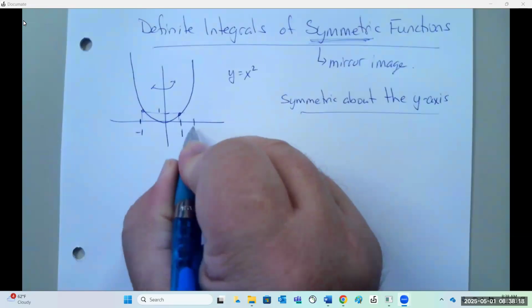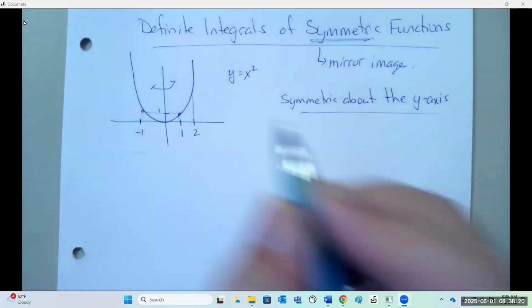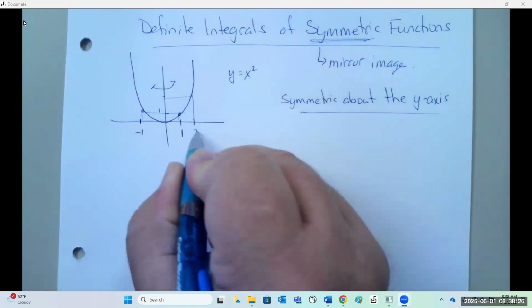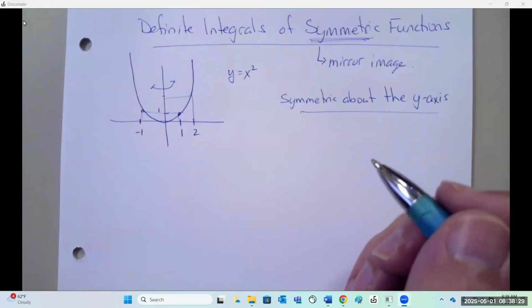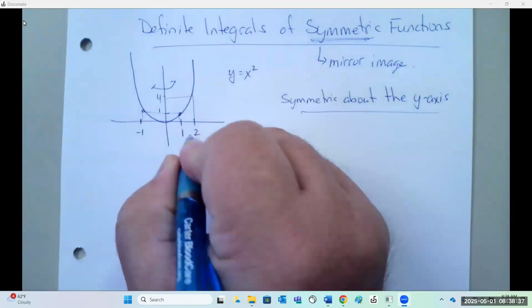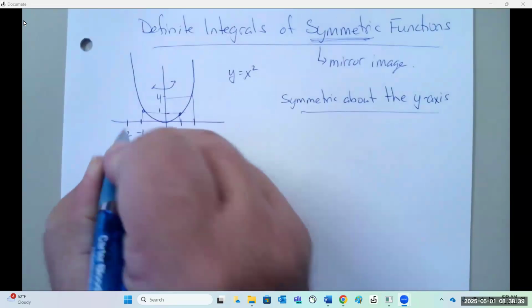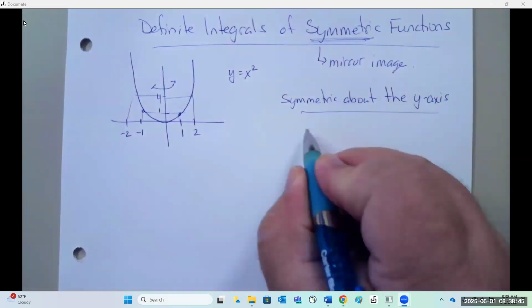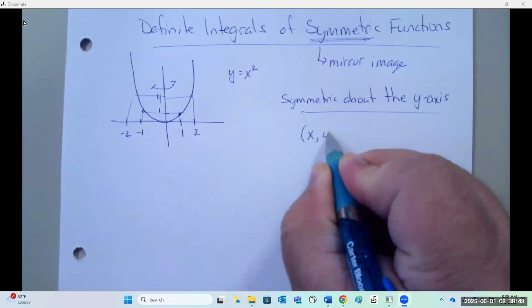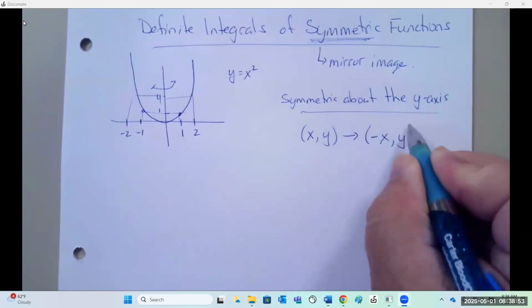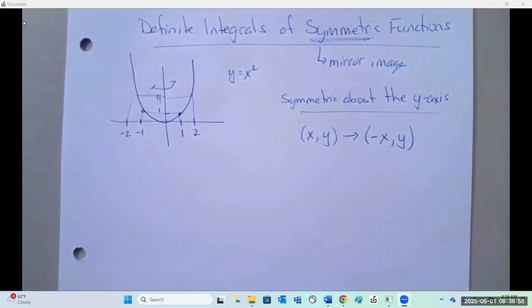Let's see what happens. When x is 2, what's y? Y is 4, because x squared. When x is negative 2, what's y? It's also 4. So symmetric about the y-axis means if I take x and y, and I just change the sign of x and get the same value y, then it's symmetric about the y-axis.